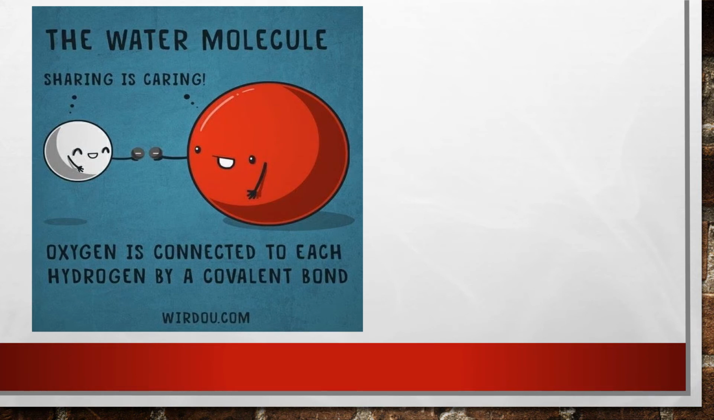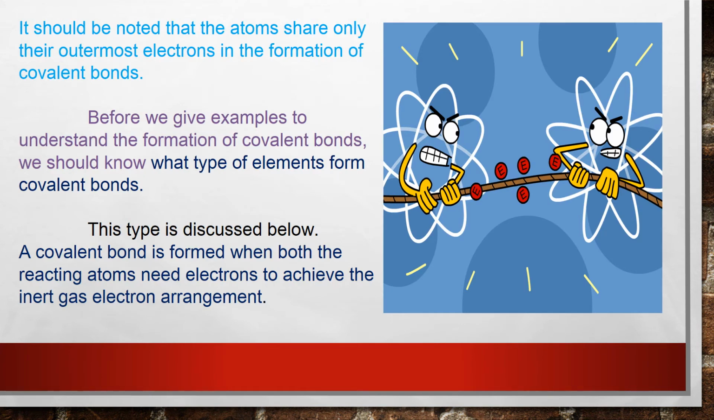So see the water molecule. The water molecule is sharing. Oxygen is connected to each hydrogen by a covalent bond. This is also an example. It should be noted that atoms share only their outermost electrons in the formation of covalent bonds.